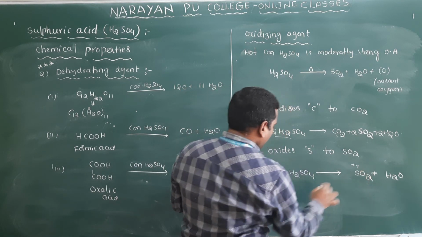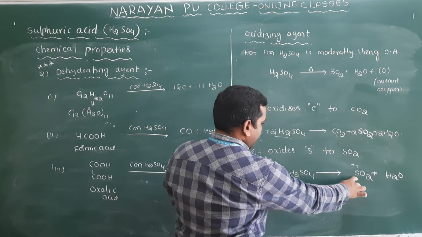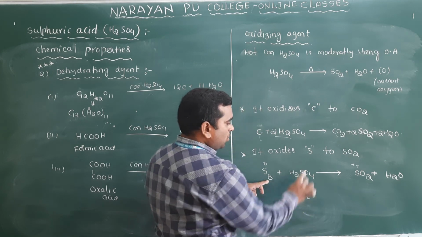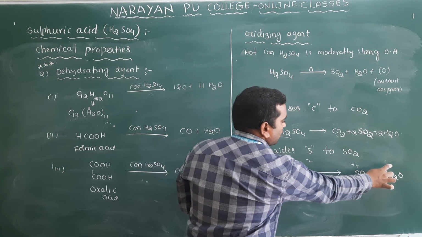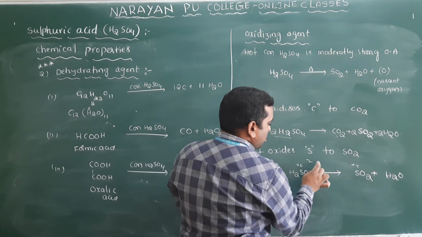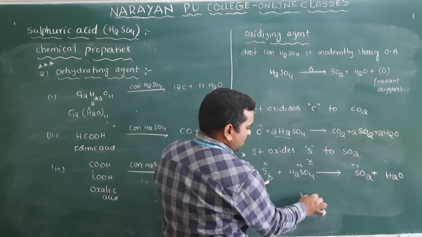And here what is it? 4. For 1 sulfur, the increase is 4. How many sulfurs are there? 8. Increase how much here? 32. Here increase how much? 6 to 4. Here what is it? 6. And here what is it? 4. So increase how much here? 2.